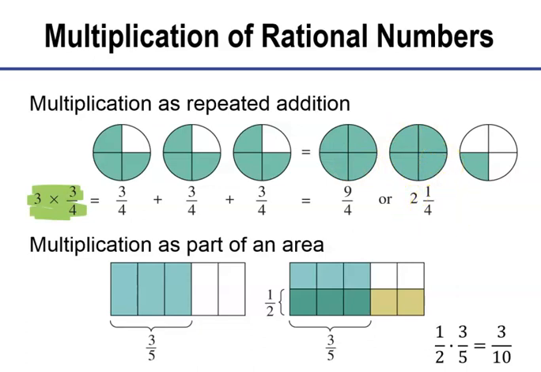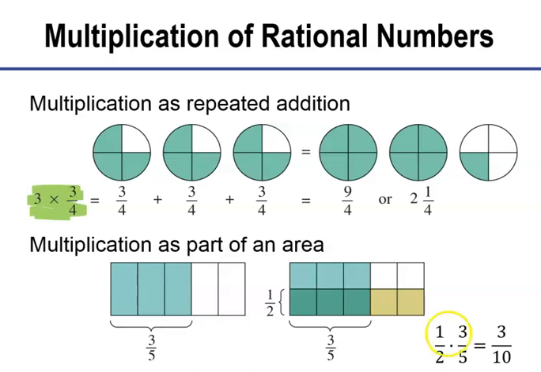Now, that's not going to account for every situation you have. Look at the second model, where we're representing this with area. And, you know, multiplication can be represented with area. You have the number of rows times the number of columns.